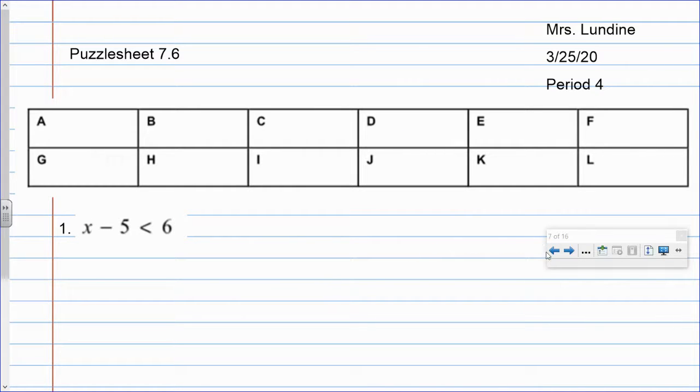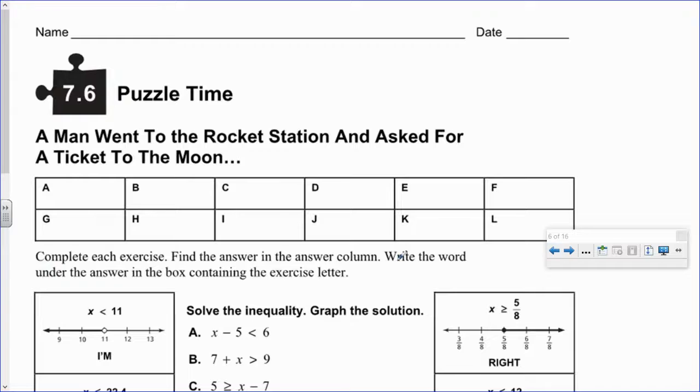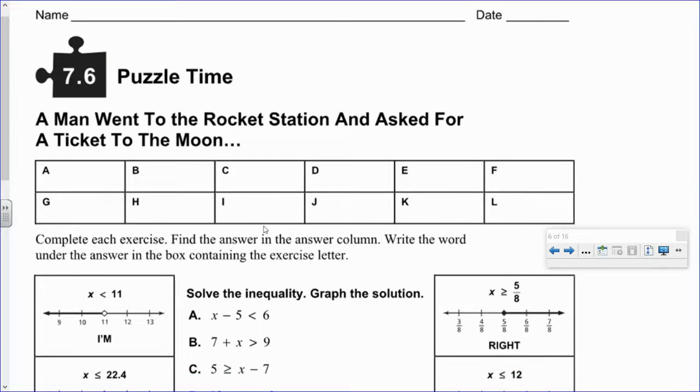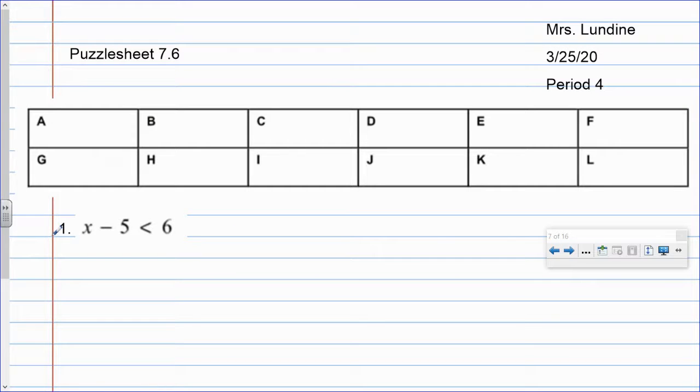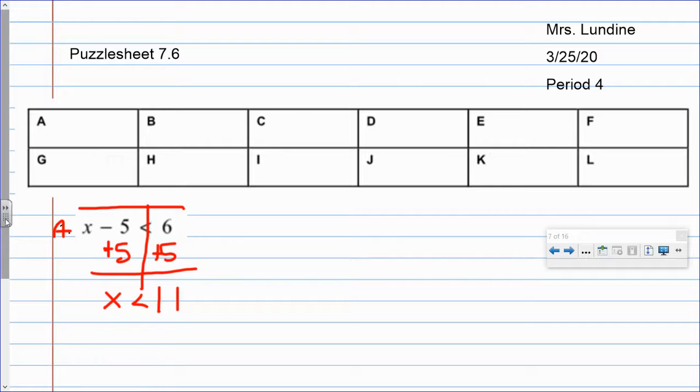And then you're going to have your notebook and open up your Google Classroom so that you can see it. You're going to copy down letter A, which I foolishly called number 1, so I'm going to change that. This is letter A. And we're going to make the t-chart for it and solve it. So I'm going to add 5 on both sides. Add 5. Here I get x. Then I have less than 11. And then I have to make my graph.